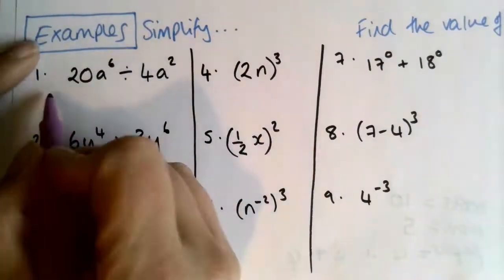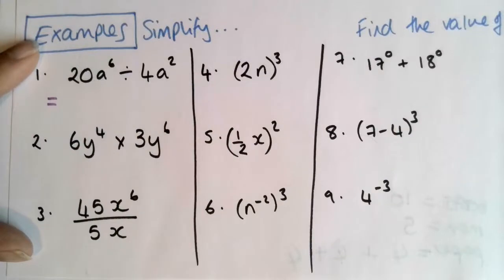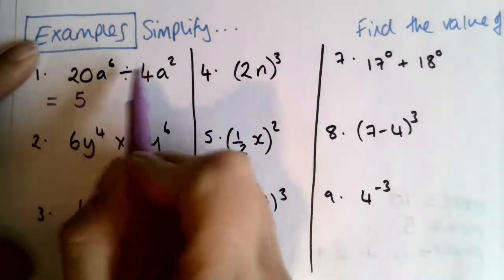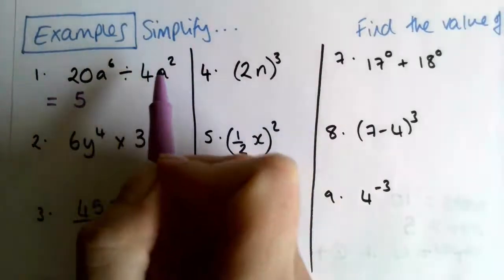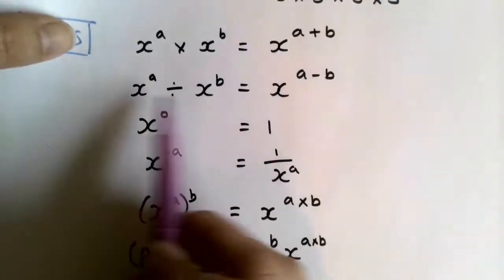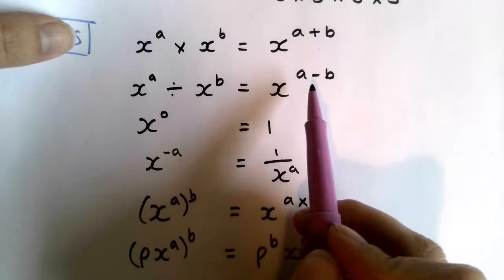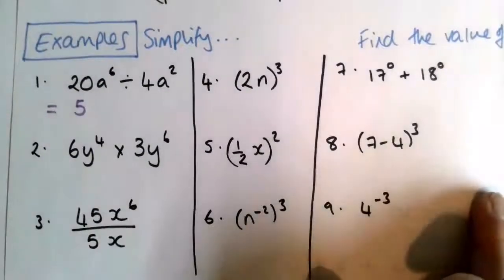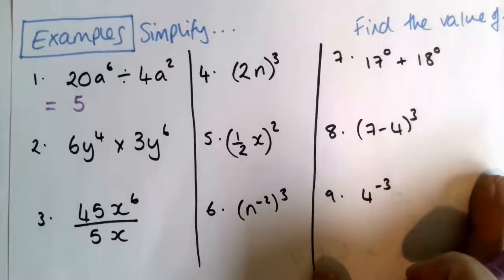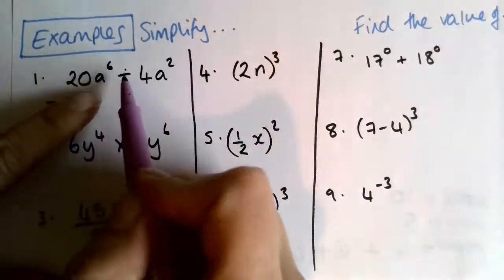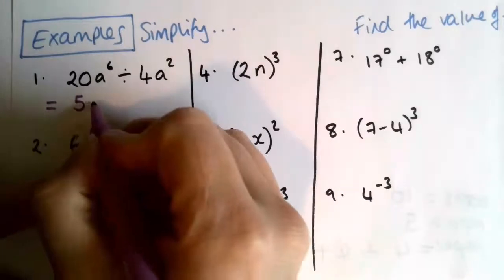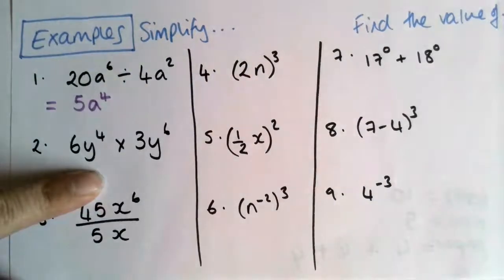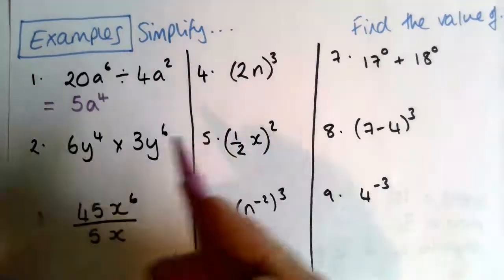I would always deal with the numbers first of all. So 20 divided by 4 gives me 5. A to the power of 6 divided by a to the power of 2. Well, that's applying this rule here. If I'm dividing numbers which have the same base, then I can subtract the powers. So a to the power of 6 divided by a to the power of 2 is going to be a to the power of 6 minus 2, which is 4. So I do these in little steps.